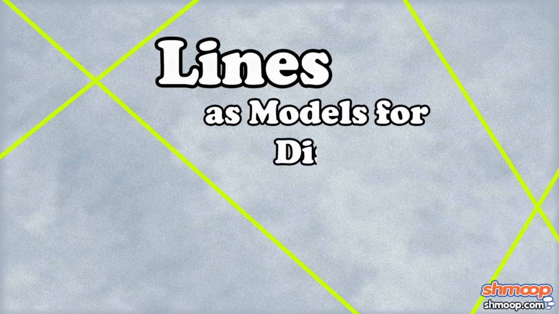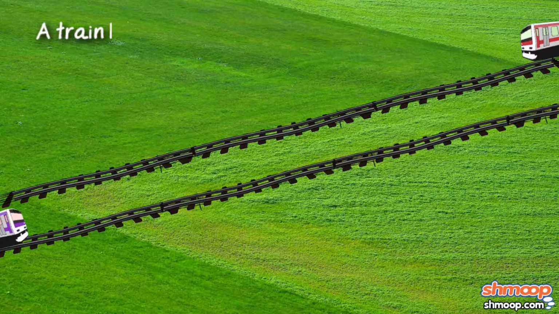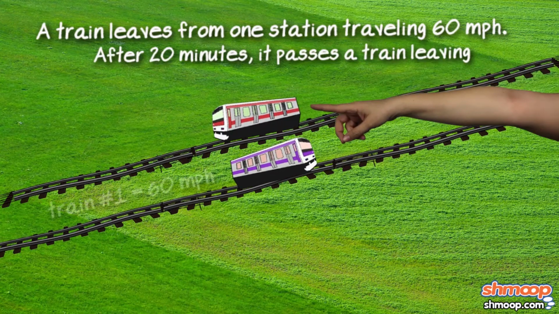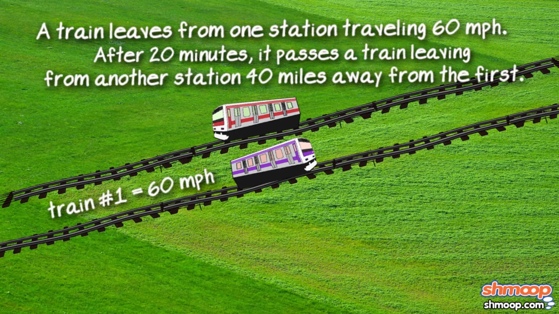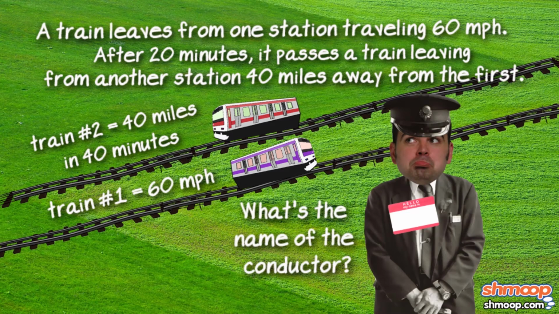Lines as models for distance, rate, and time, a la Shmoop. Alright, a train leaves from one station traveling 60 miles an hour. After 20 minutes, it passes a train leaving from another station 40 miles away from the first. So what's the name of the conductor?